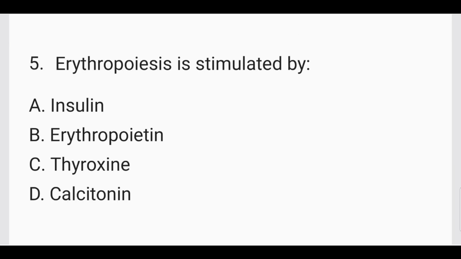Question 5: erythropoiesis is stimulated by? Erythropoiesis is the process of RBC formation. Insulin, erythropoietin, thyroxine, calcitonin. So the answer will be erythropoietin. बच्चों, erythropoietin जो है वो produced होता है mainly by the kidney in response to low oxygen level, and it stimulates the red bone marrow to produce more RBC.